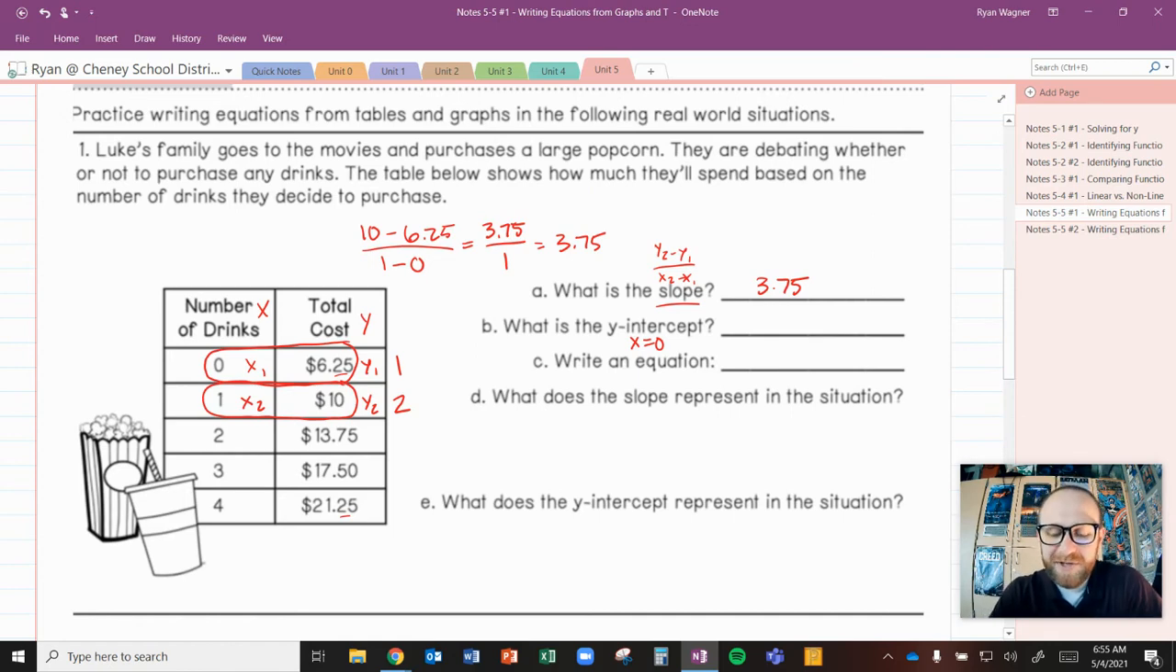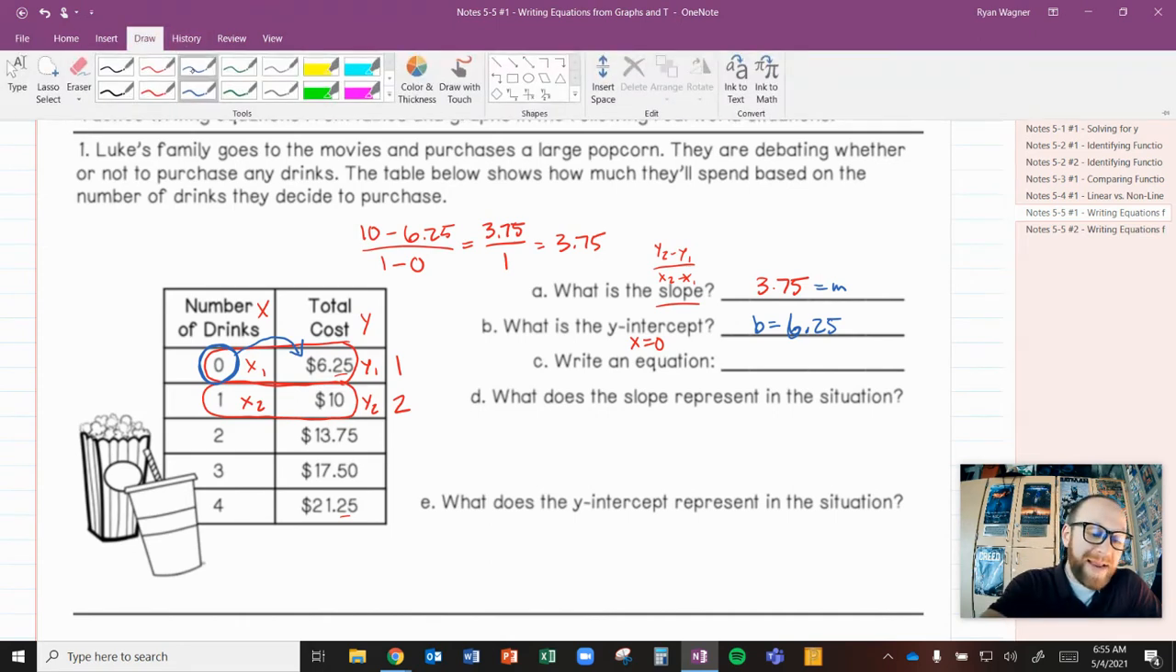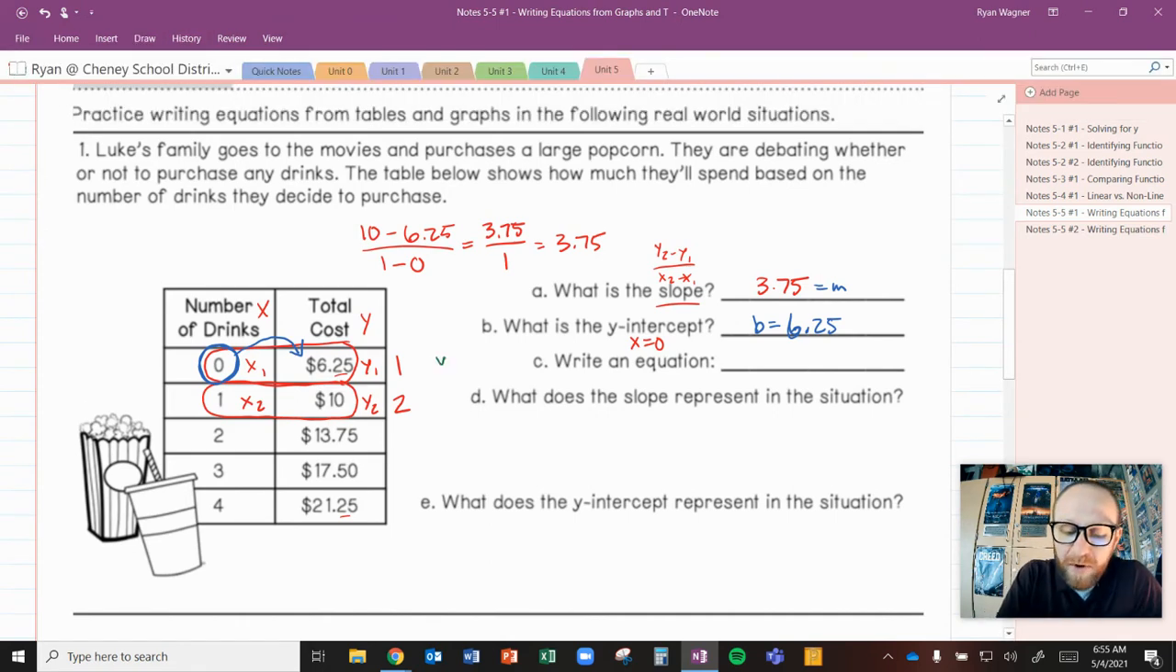What is the y-intercept? So when we're looking at a table, the y-intercept is the y value where x is 0. So we need to find where x is 0, and we want to use the y value that goes with it. So in this case, x is 0, the y-intercept, so b. This is m, slope is m, b is y-intercept, 6.25.